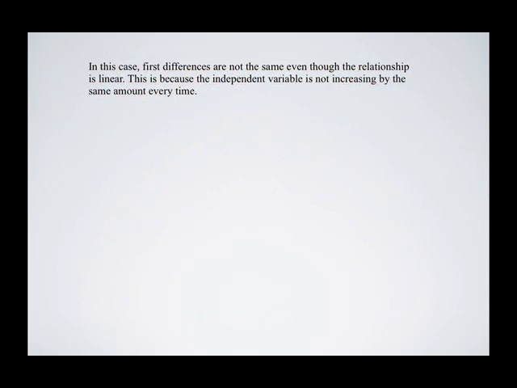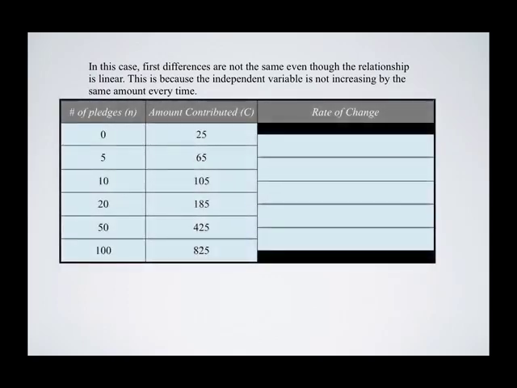In this case, first differences are not the same, even though the relationship is linear. This is because the independent variable is not increasing by the same amount every time. We see that it's increasing by 5 between 0 and 5, and between 5 and 10, then it increases by 10 to 20, then by 30 to 50, and then by 50 to 100. So we cannot use the first differences.